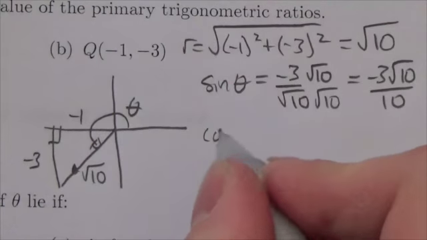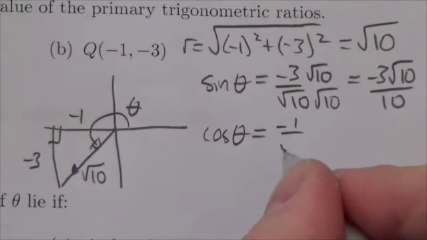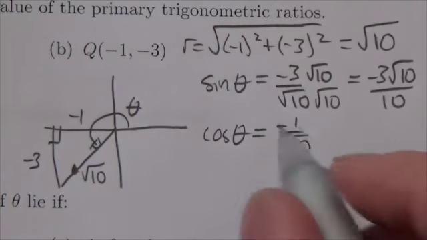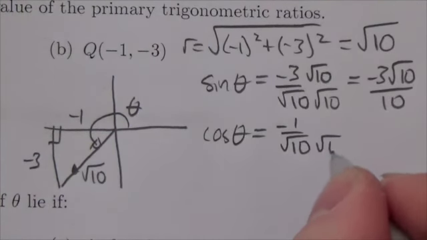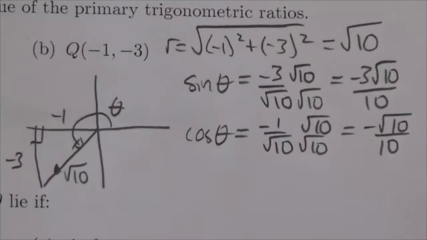Now I come down and do the cosine. Cosine of theta will be the x-coordinate over r value, which is -1 over root 10. And again, I will rationalize that by multiplying top and bottom by root 10. So I get -root 10 over 10. Okay, almost going off the side there.